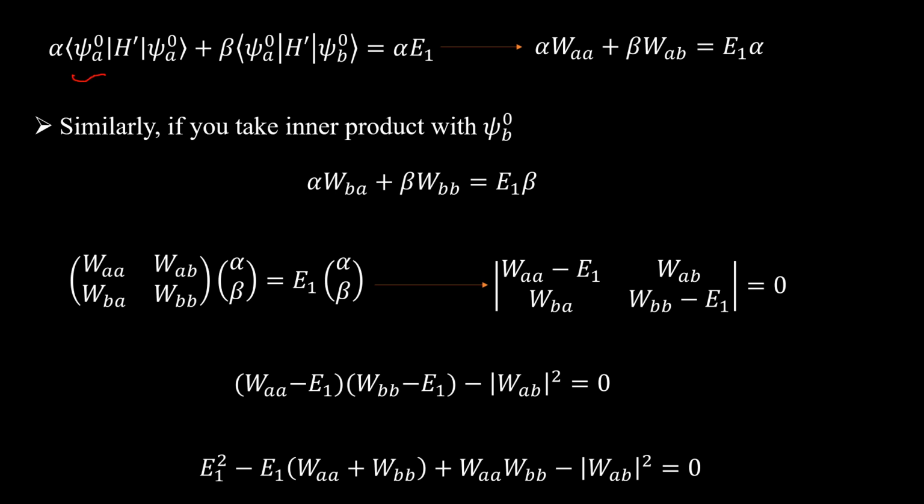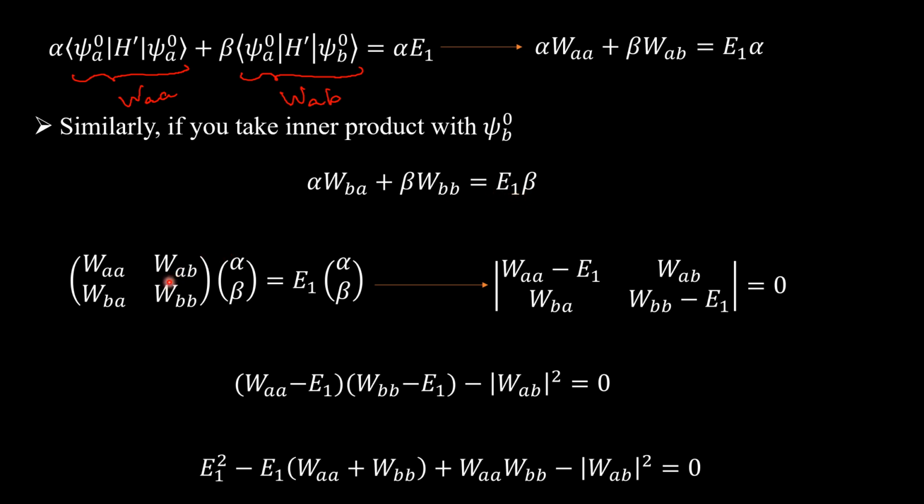We are going to rewrite this term as WAA, because the bra and ket vector are both psi a 0. And similarly here, for mathematical simplification only, we are going to write this as WAP, that is, the bra vector is for particle A and the ket vector is for energy state P. So this can be rewritten as alpha WAA plus beta WAP, which is equal to alpha E1. Similarly, if you take the inner product with psi p 0, you will get alpha times WPA plus beta times WPP, which is equal to E1 beta.